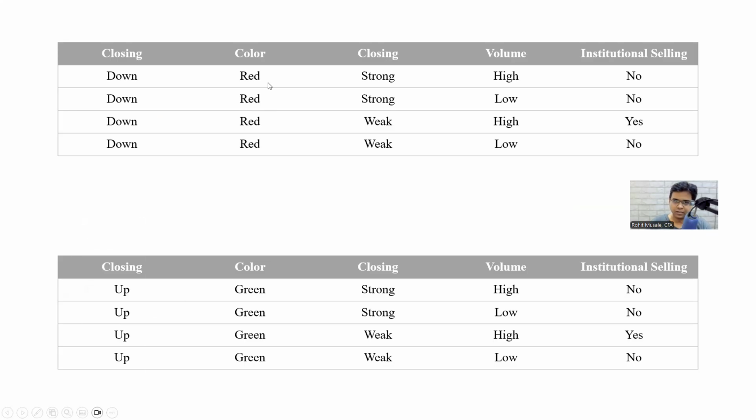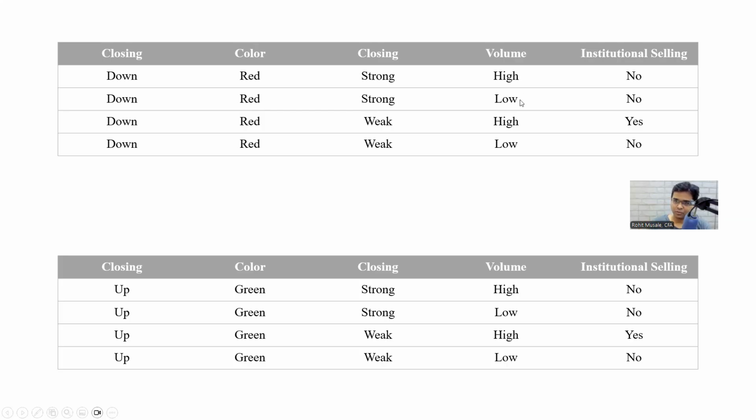So obviously the color of the bar is going to be red. The first table is about red color bar on the weekly chart. The second table is about the green color bar on the weekly chart. Now, when you have red color, you have strong closing, weak closing, correct? Strong closing, weak closing does not depend on the color. It depends on where the stock has closed relative to the midpoint of the same bar.